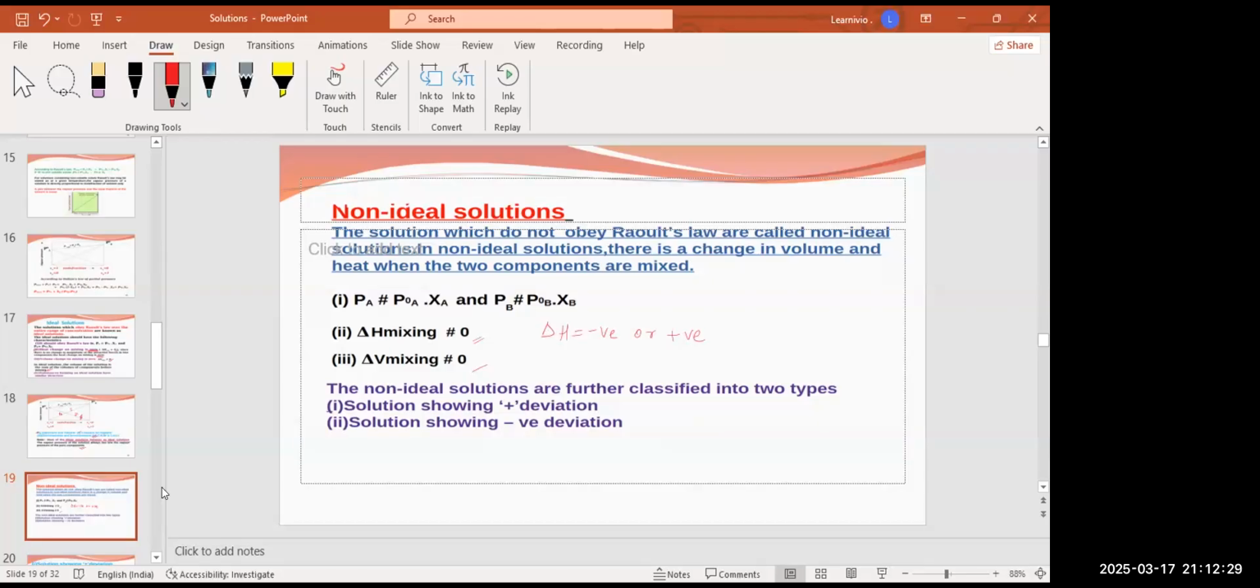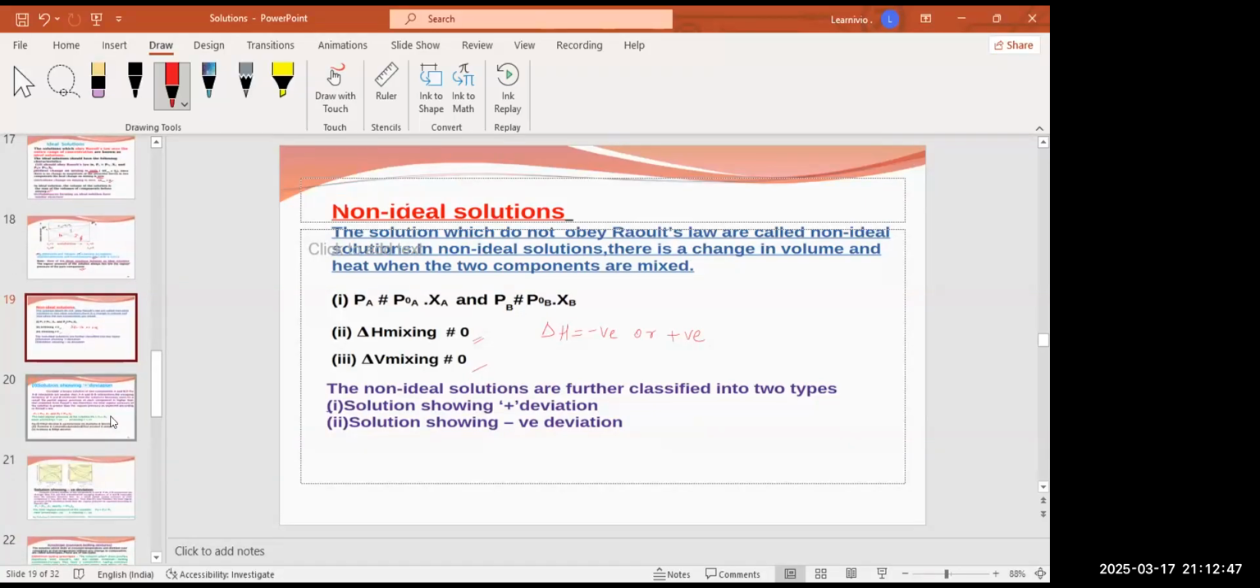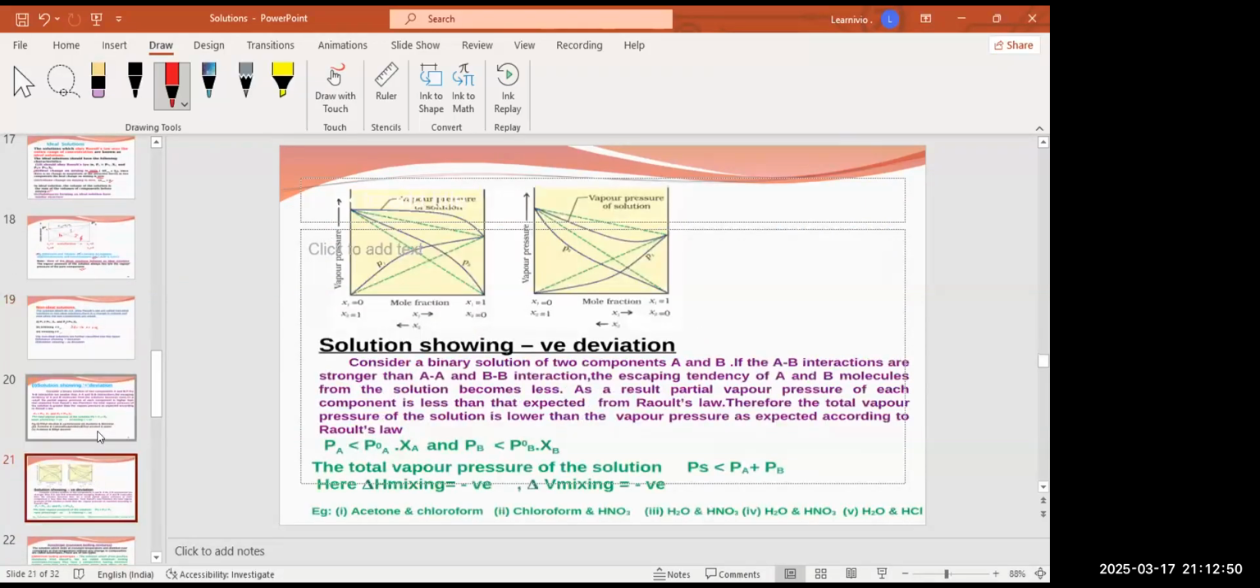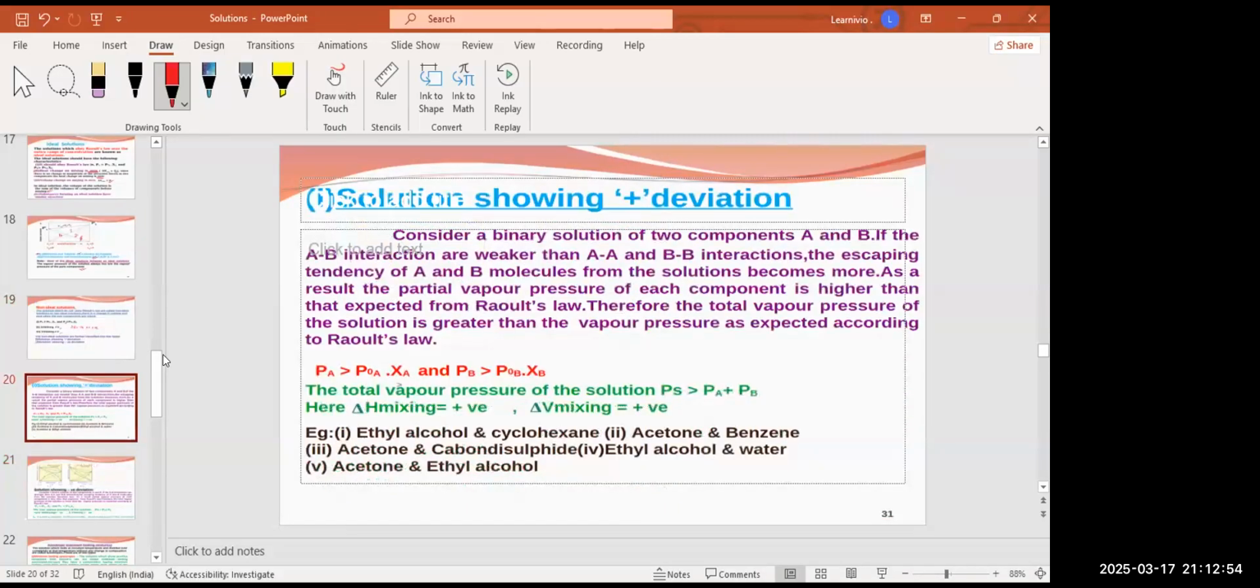Okay, so the vapor pressure of these solutions is either higher, as in case of positive deviation, or it will be lower, like in the case of negative deviation. Okay, and you can see the graph of the non-ideal solution. See, the non-ideal solution exists in two forms. It shows positive deviation as well as negative deviation, right?